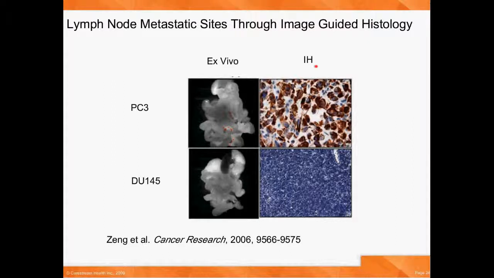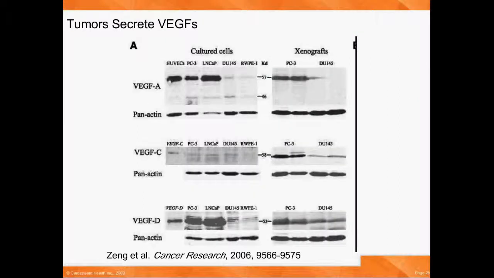They then zoomed in to determine whether these metastases were in other organs or whether they're in lymph node sites. And in fact, in a zoomed-in view, they were able to see the red hotspots on lymphatic sites. They then utilized this information to guide their histology, and they were able to confirm that the cancer cells here, detected as brown when looking for human antigens in a mouse lymph node, were found in PC3 cells, but not with DU145 cells.